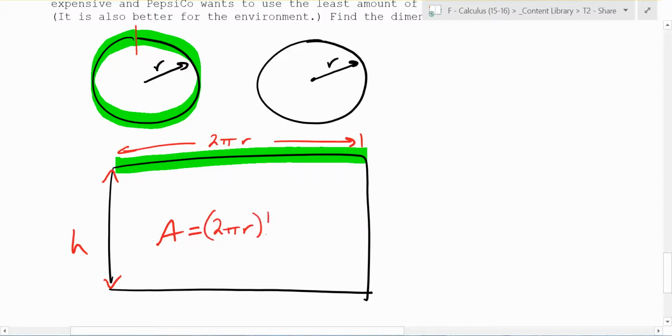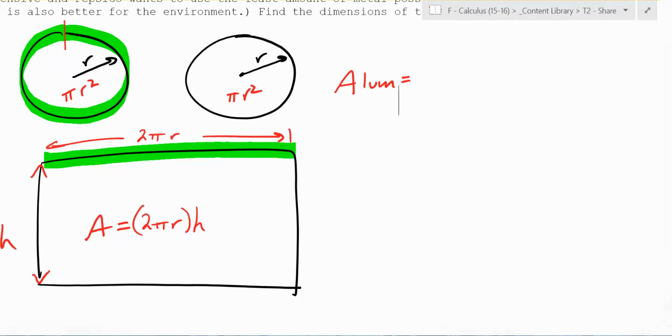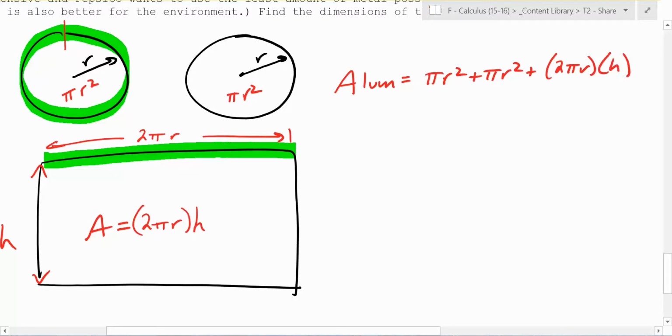What's the area of one of these circles? Pi times what? r squared. And what's the area of the other one? Pi r squared. So how much aluminum are we using? Pi r squared plus... plus... times h. Exactly. So we have how much aluminum we're using. We have the equation we want to minimize, right?